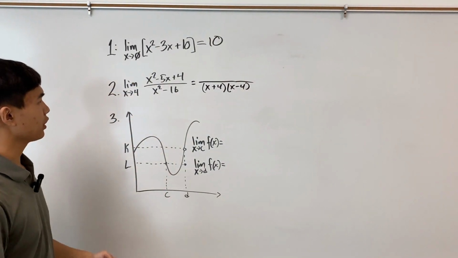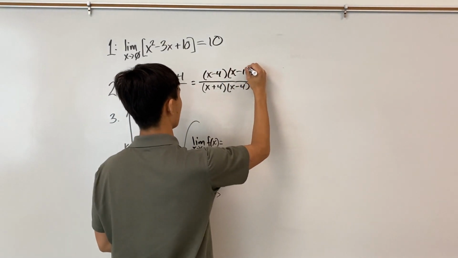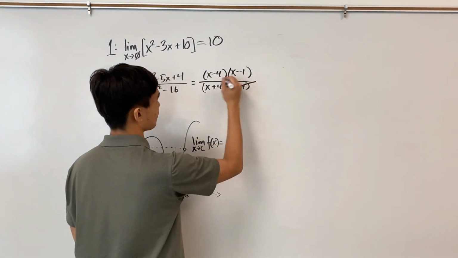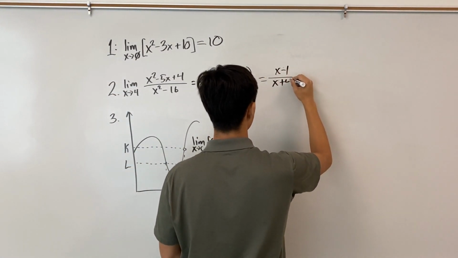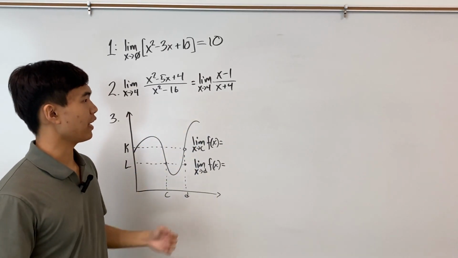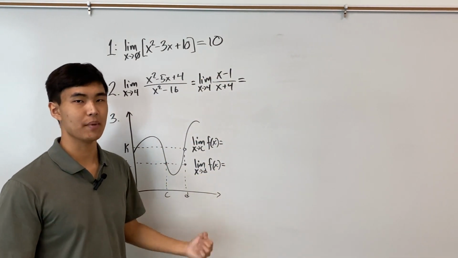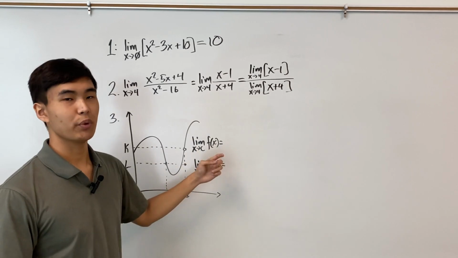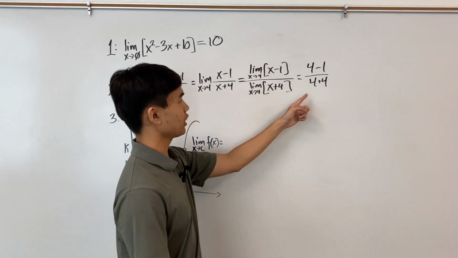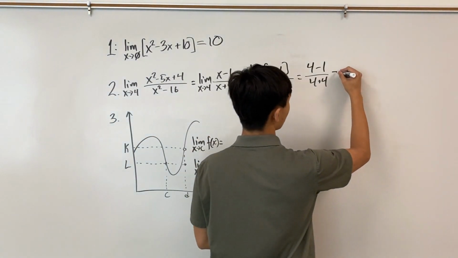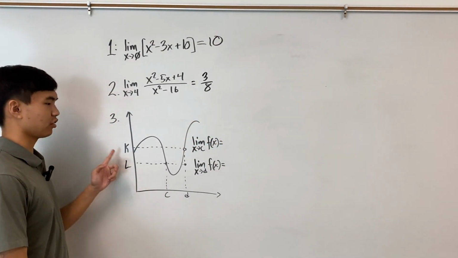And on the top, we're going to notice that we can factor this into x minus 4 times x minus 1. And now we can see that the x minus 4's cancel just to leave x minus 1 over x plus 4. That just leaves the limit as x goes to 4 of x minus 1 over x plus 4. Now we know that the limit of a quotient is equal to the quotient of the limits, so we can write this. And we know that both of these are lines, and lines are continuous, so we can do direct substitution. When I direct substitute, I get 4 minus 1 over 4 plus 4, which is just 3 over 8. And that's our answer.